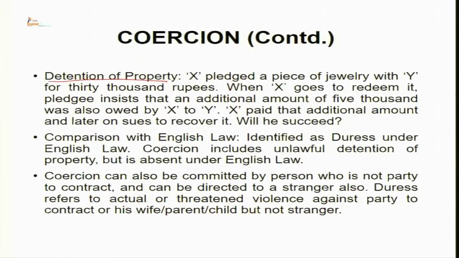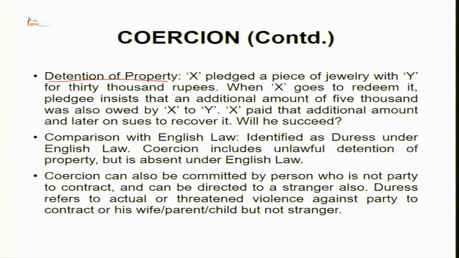Detain, or rather unlawfully detaining, means that you do not have the right of possession over that property, but you continue with the possession of that property against the interest of the person who should actually be in possession of it. Now let us see, an example has been highlighted here.